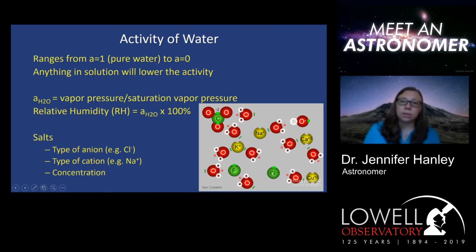So different ions have different sizes, and so the bigger they are, the more they can disrupt water. And then also they have different charges. For instance, here sodium is a +1 and calcium is a +2. So those all affect it in different ways. And then, of course, the concentration affects the activity of water. So the more of a salt or more ions we have dissolved into the water, the lower the activity.